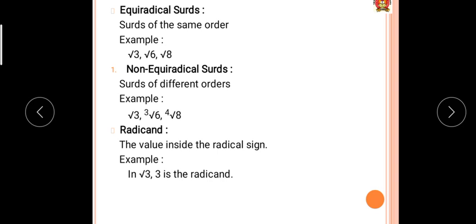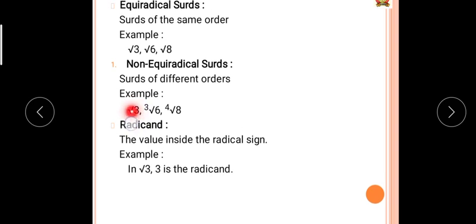Non-equiradical means surds of different orders. Simple, in one sentence. Different order means, for example, root 3 having order 2, root 6 having order 3, root 8 having order 4, and therefore all these are called non-equiradical.